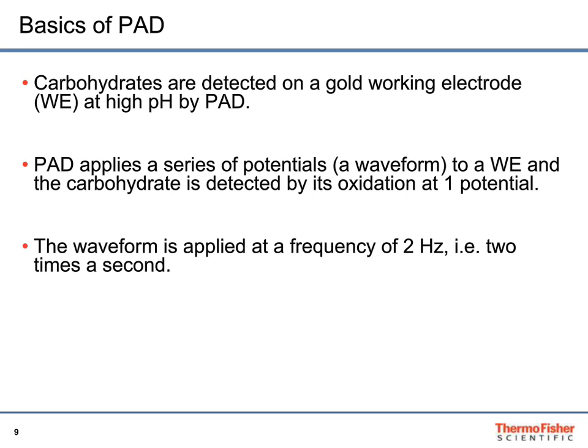Now, PAD itself is applying a series of potentials, what we call a waveform, to that working electrode, where the carbohydrate is detected at just one of those potentials. The other potentials are used to clean the electrode in situ and then get it ready for the next round of detection. This all occurs pretty rapidly. Our frequency is typically something like 2 hertz, or 2 cycles per second. So that's a great frequency for doing liquid chromatography.